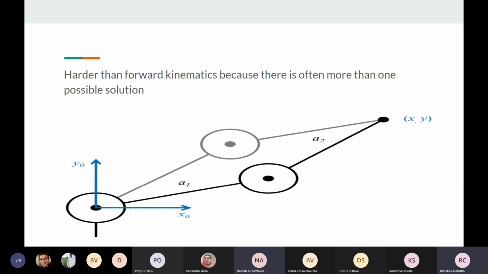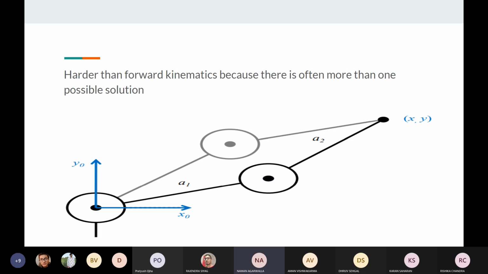Okay, so let me proceed. This is the problem we face. We have two configurations, and it may be possible that both configurations are valid. Like in this figure, you can see that the same XY coordinate can be attained by these two configurations. So sometimes more than one solution may be possible, and it is entirely your call, as I said.